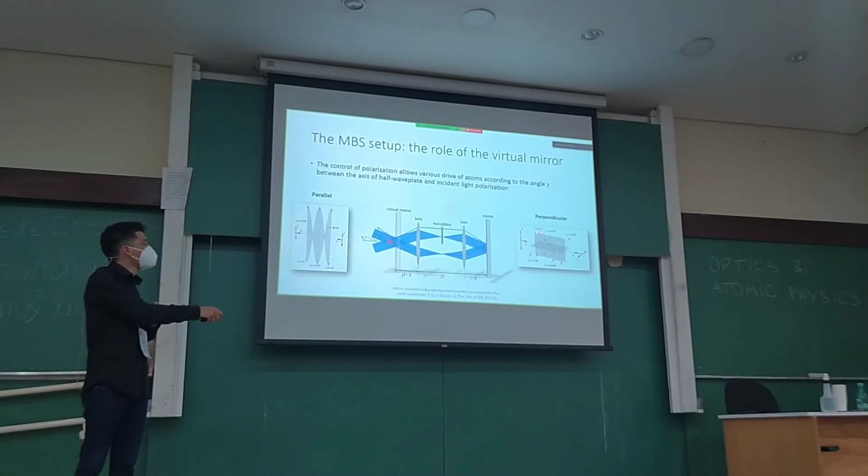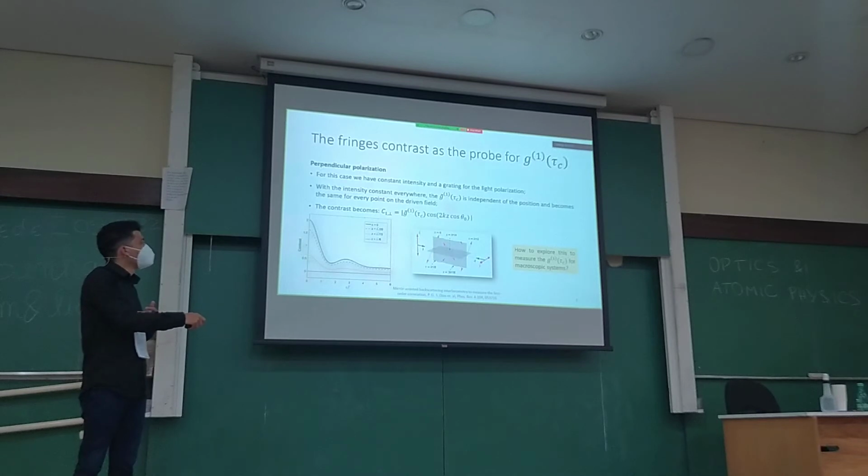So in this case, since all the atoms, independent of their distance to the mirror, are going to see the same intensity, they are going to scatter the same G1. So for atoms at all distances, I have the same spectrum. And so I can use this to measure the G1 of a macroscopic cloud.